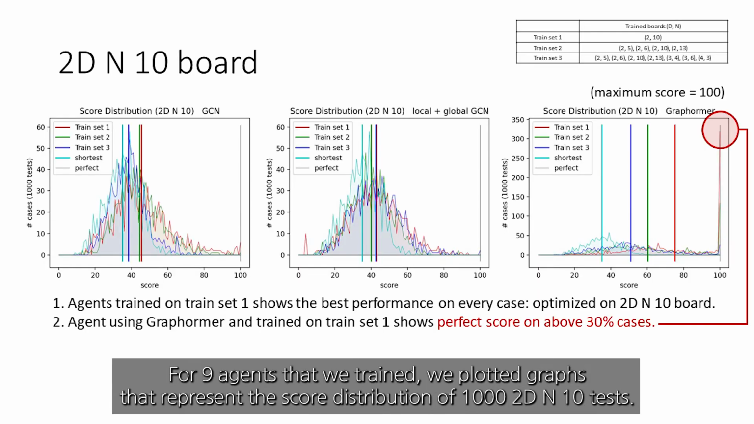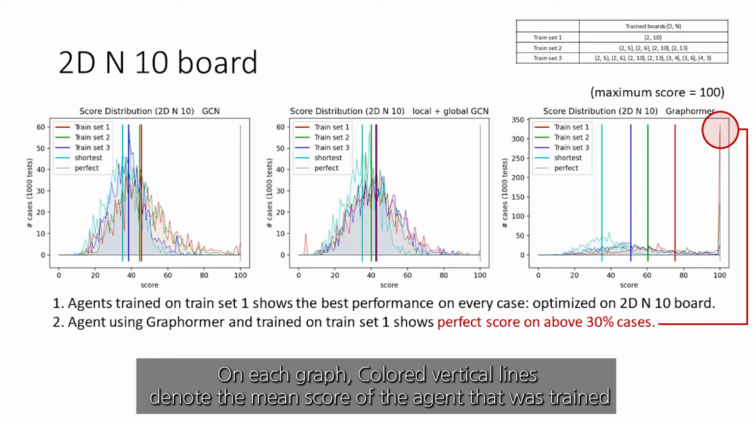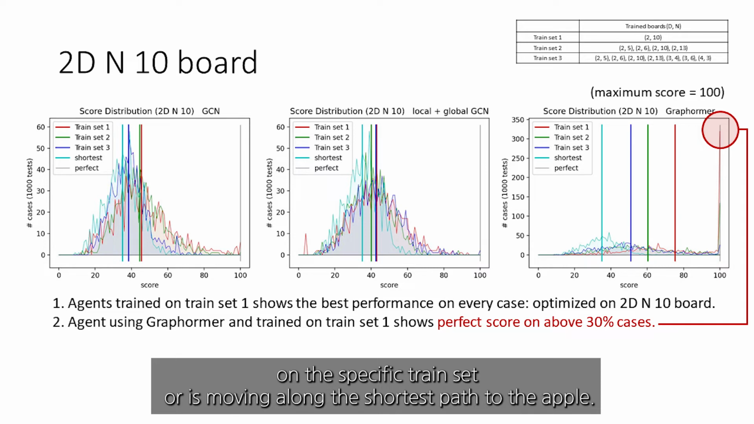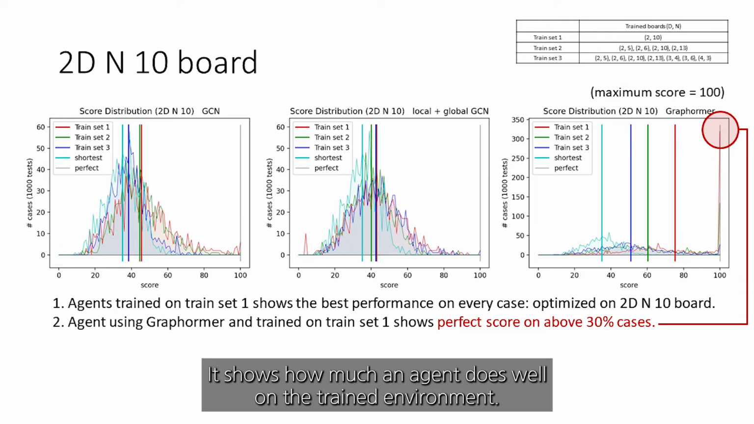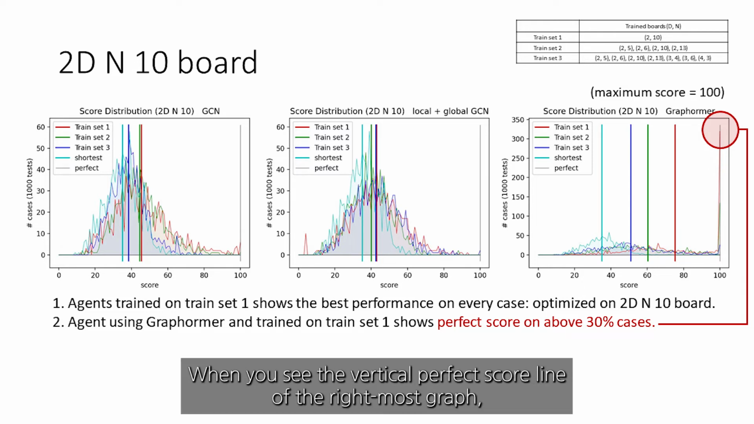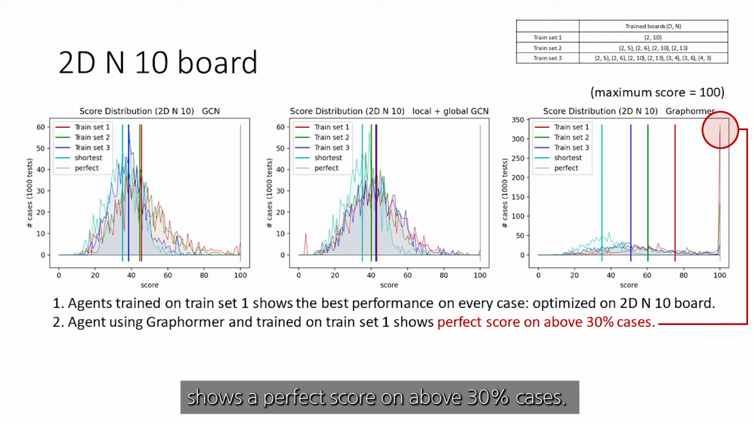For the 9 agents that we trained, we plot graphs that represent the score distribution of 1000 2D 10 tests. This figure denotes the difference of performance when agents are trained on different train sets. On each graph, the colored vertical line denotes the mean score of the agent that was trained on the specific train set, or is moving along the shortest path to the apple. Since the 2D 10 board is contained in every train set, it shows how well an agent does on the trained environment. When you see the vertical perfect score line of the rightmost graph, an agent using GraphFormer and trained on train set 1 shows a perfect score in above 30% of cases.